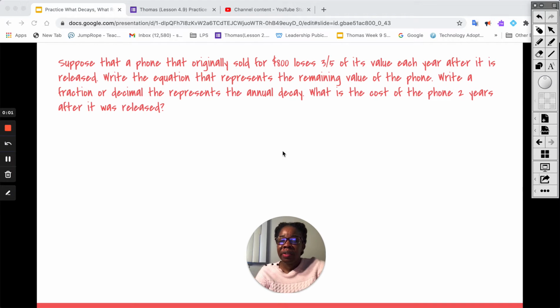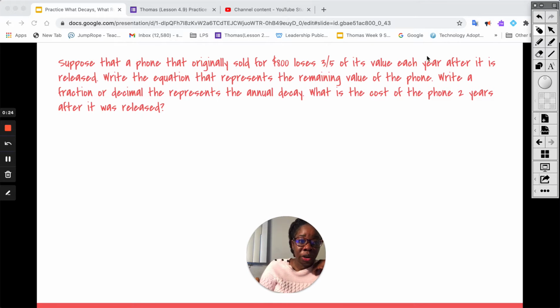All right, so this question says, suppose that a phone that originally sold for $800 loses 3/5 of its value each year after it's released. Write the equation that represents the remaining value of the phone and write a fraction or a decimal that represents the annual decay. What is the cost of the phone 2 years after it's released? We got a really jam-packed question here.